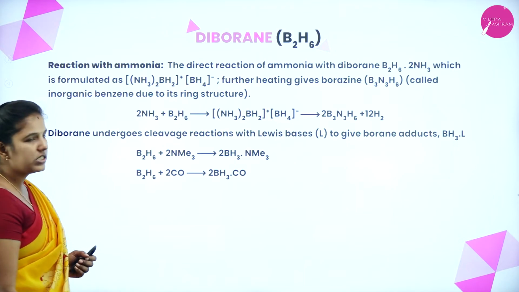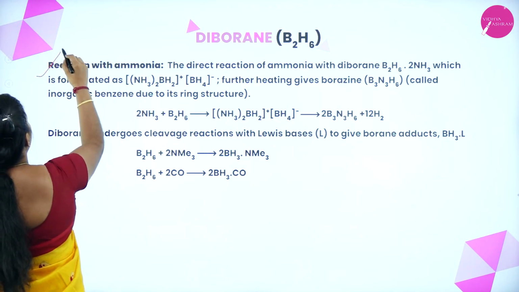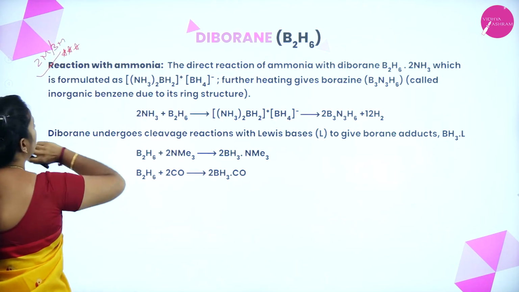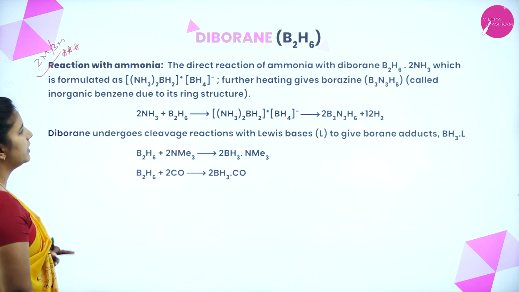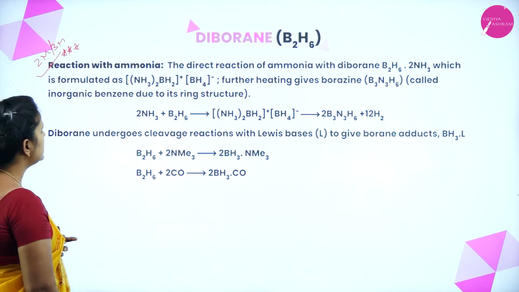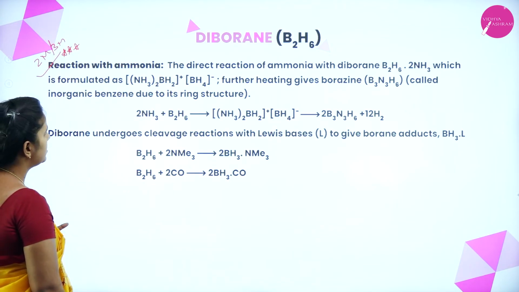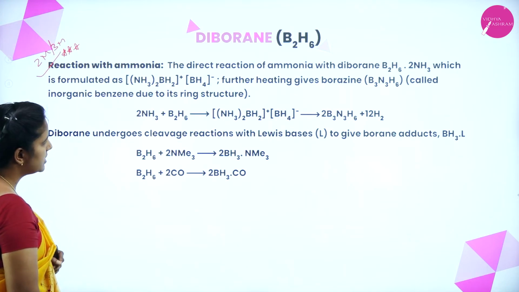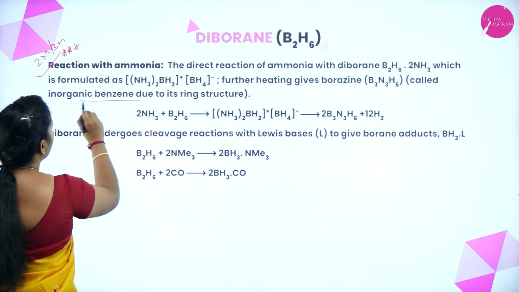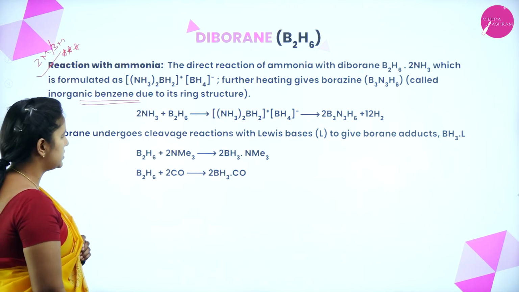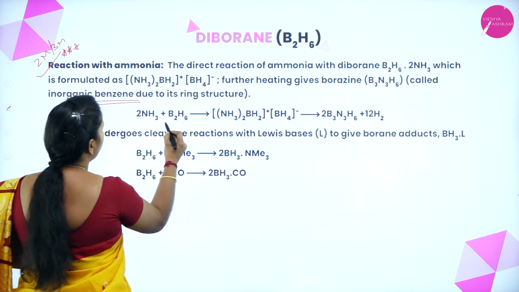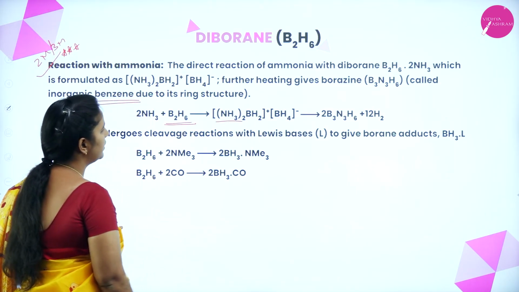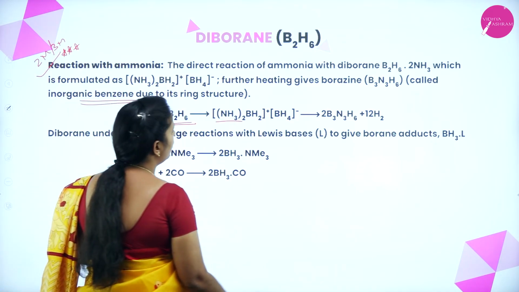Next, we have reactions with ammonia. From the examination point of view, it is very, very important, and it can be asked for 2 to 3 marks. The direct reaction of ammonia with diborane is formulated as [BH2(NH3)2]+ [BH4]-. Further, upon heating it gives borazine, which is also called inorganic benzene due to its ring structure. So when you take diborane and treat it with ammonia, it forms (NH3)2 BH2+ with BH4- ion.